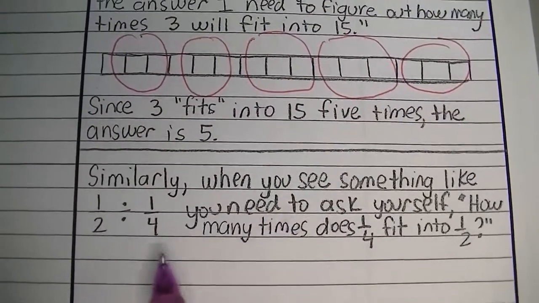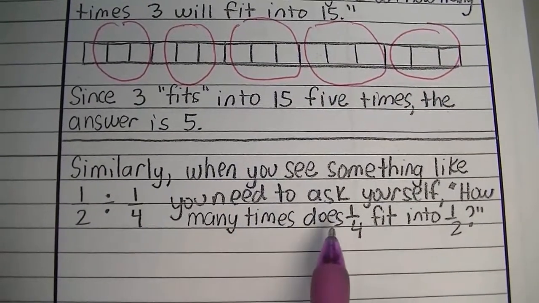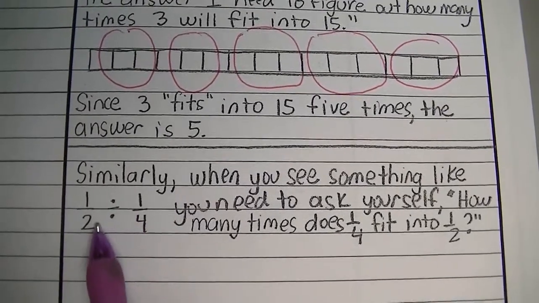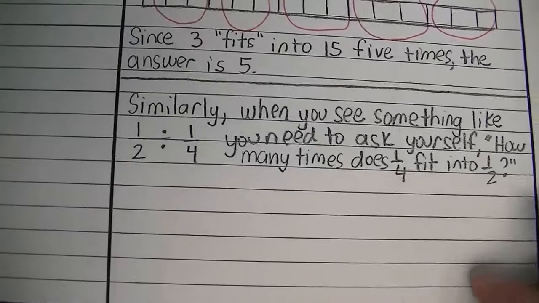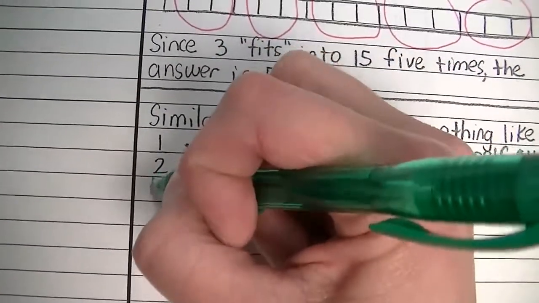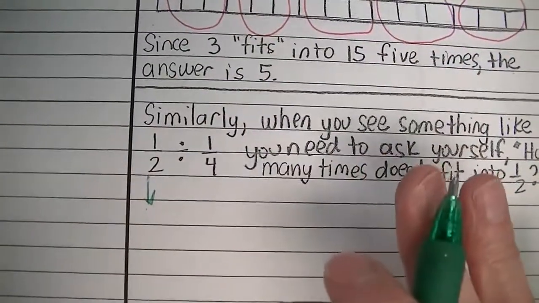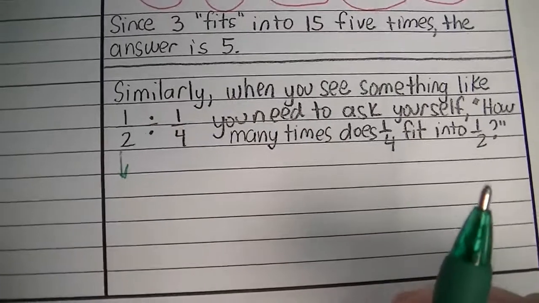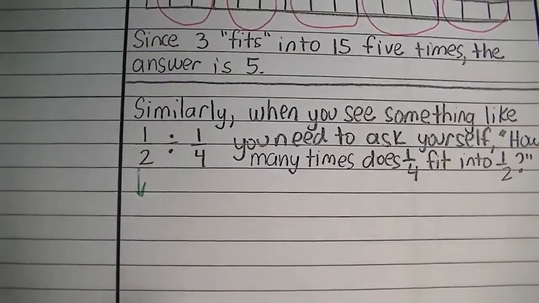Similarly, when you see something like this, 1/2 divided by 1/4, you need to ask yourself, how many times does 1/4 fit into 1/2? So when I'm modeling this out with pictures, you can write it like this. I want to come up with a common denominator when I'm modeling with pictures, okay? Shortly, I'm going to show you just kind of like the old school way where we would divide fractions. But here's what it would look like when you're modeling it.